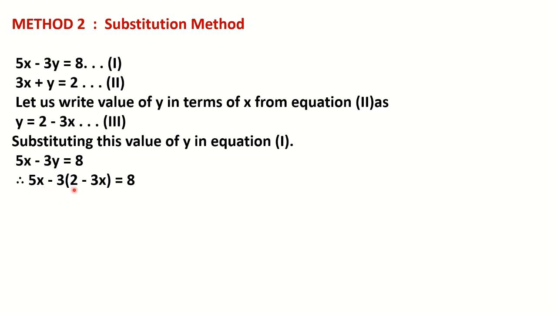So here you need to open the bracket. 5x as it is. Minus 3 into 2 you will get minus 6. And minus 3 into minus 3x you are going to get plus 9x. Okay, so when you open the bracket you will get it like this: 5x minus 6 plus 9x is equal to 8.